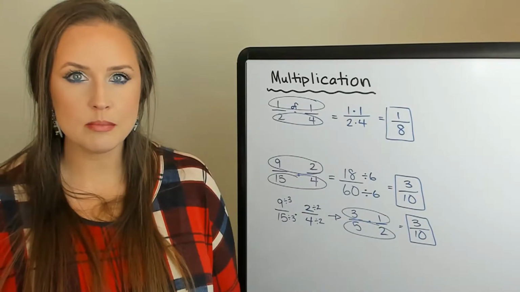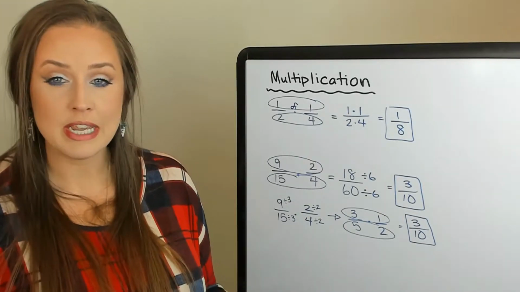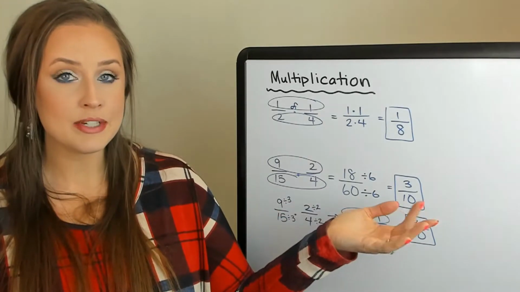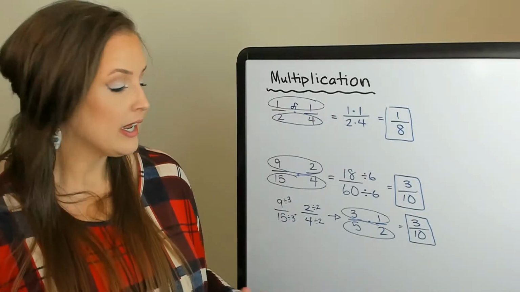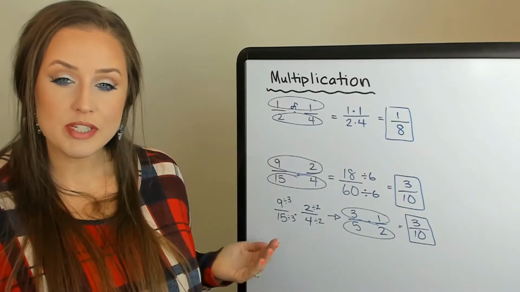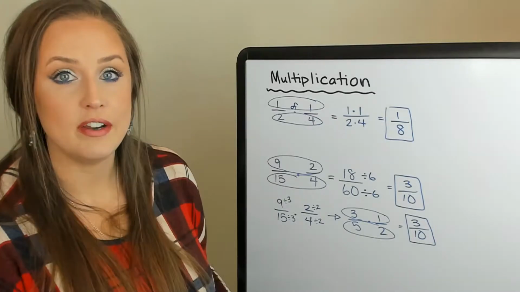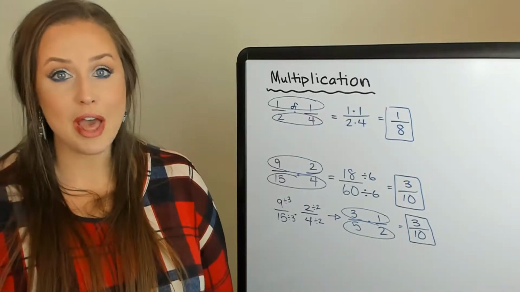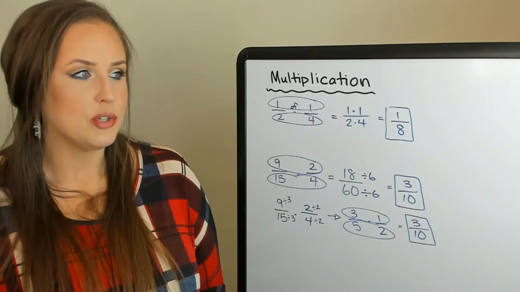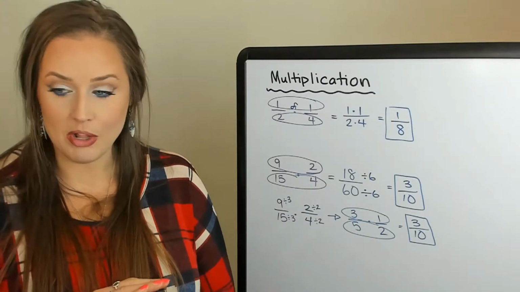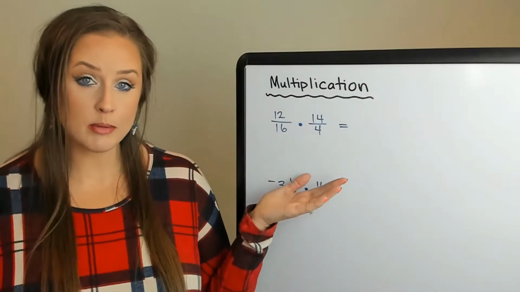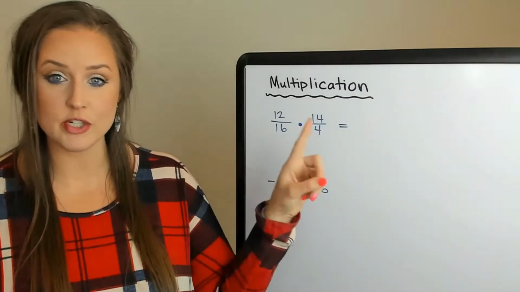So really what it comes down to with multiplication of fractions is you either reduce at the end or you reduce before you start. Either way will get you the same solution, but once you get used to this, then it's actually very handy. So let me show you another way of reducing that we can use to help make our numbers even smaller.